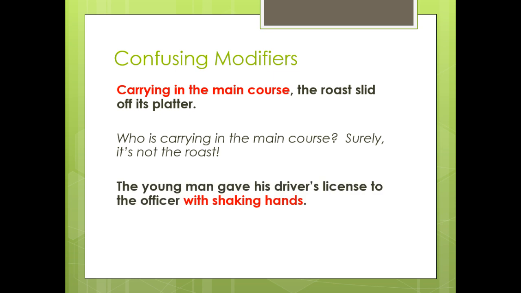Here's another example. The young man gave his driver's license to the officer with shaking hands. Well, who is it that has the shaking hands? It's probably not the officer, although that's what the sentence seems to imply. It seems that the young man is probably the one with shaking hands, but here it looks like the officer has shaking hands.